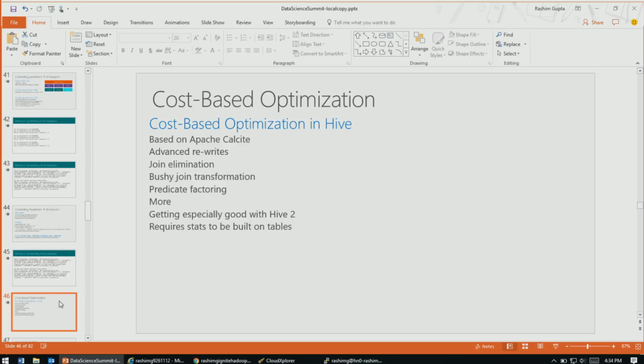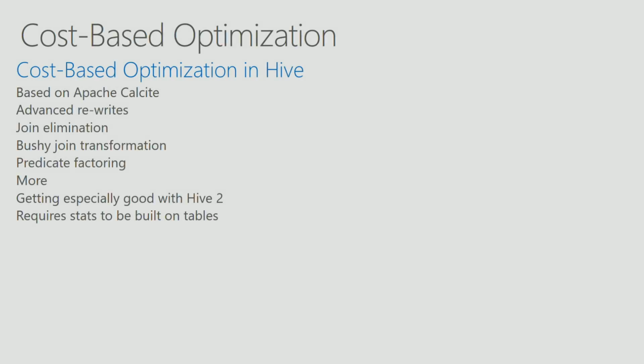The next one, I don't have a demo, but it's just something that you should use. It's very simple. You should just have it on. Hive 13, which is Hive 0.13, came with this new feature called cost-based optimization. What this does is it creates more statistics on each table.